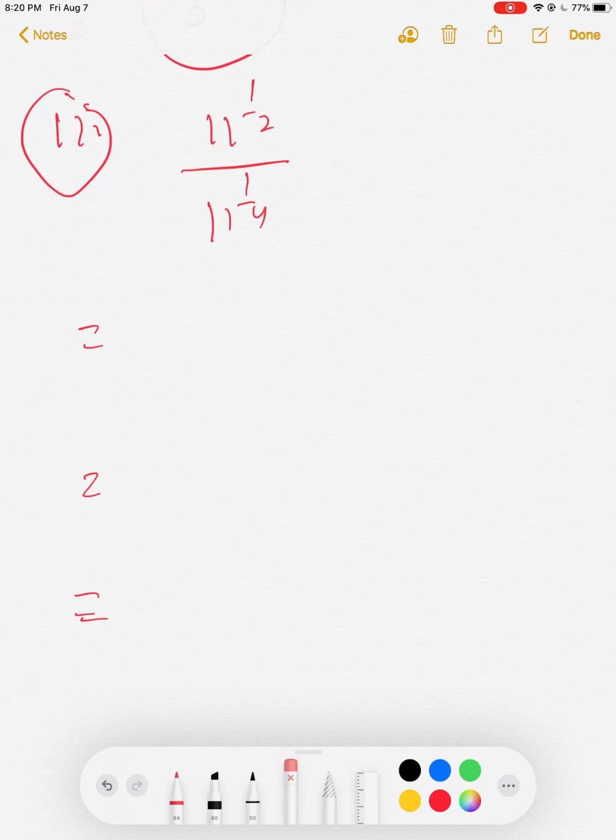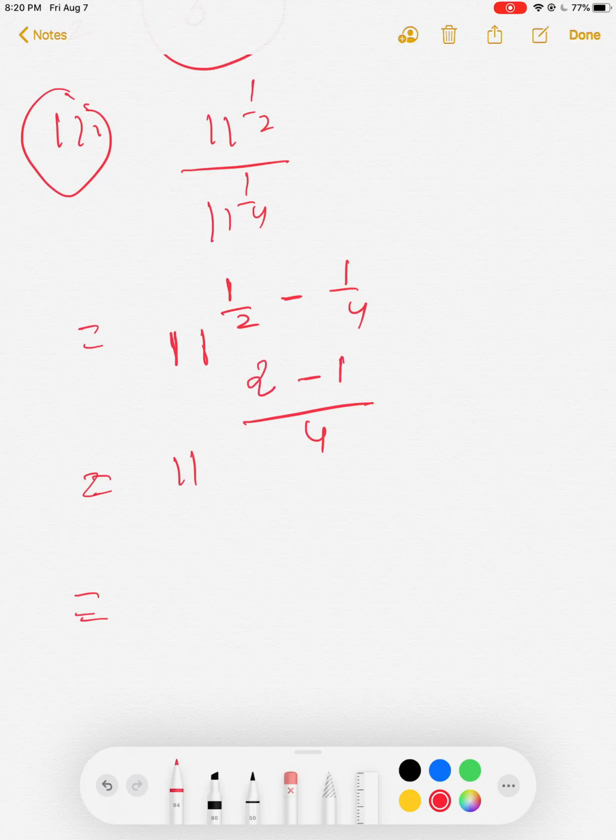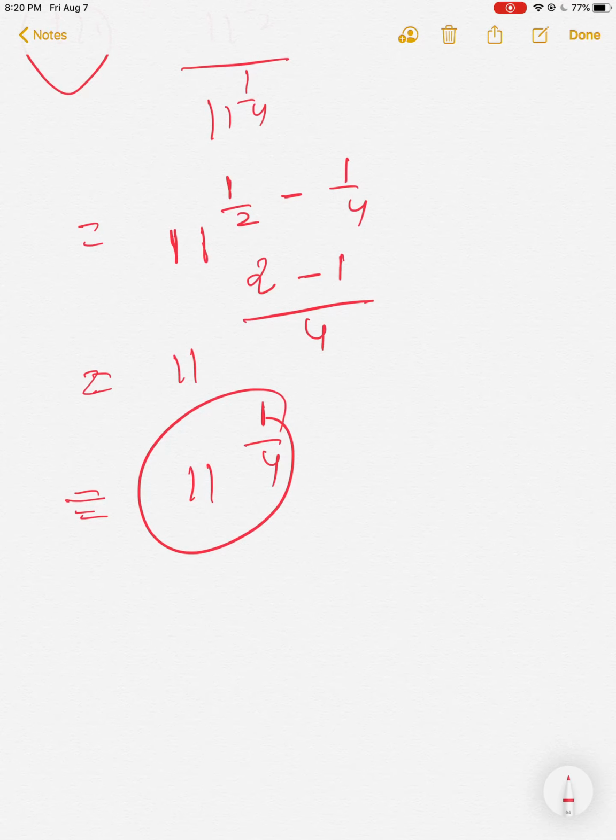Now 11 raised to power 1 upon 2 divided by 11 raised to power 1 upon 4. So 11 raised to 1 upon 2 minus 1 upon 4. Here the LCM is 4. Then you will be getting 2 minus 1 upon 4, so 11 raised to 1 upon 4. This is the answer.